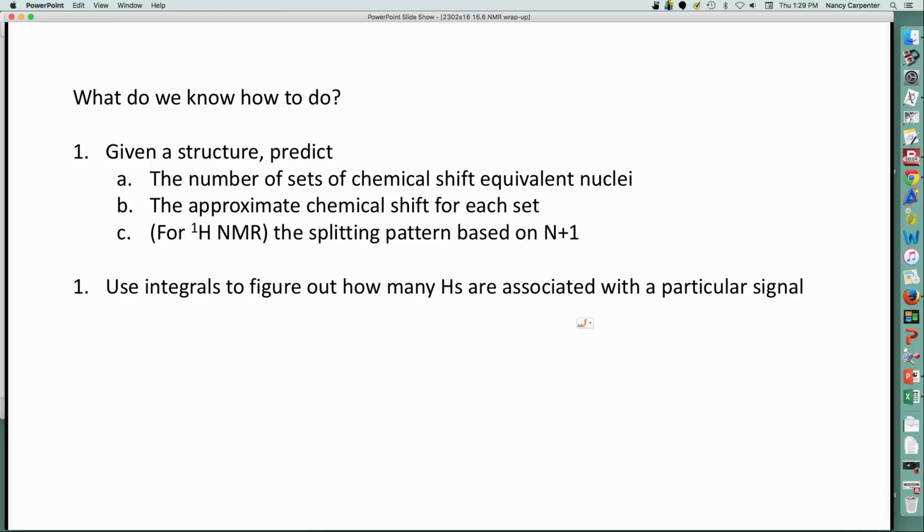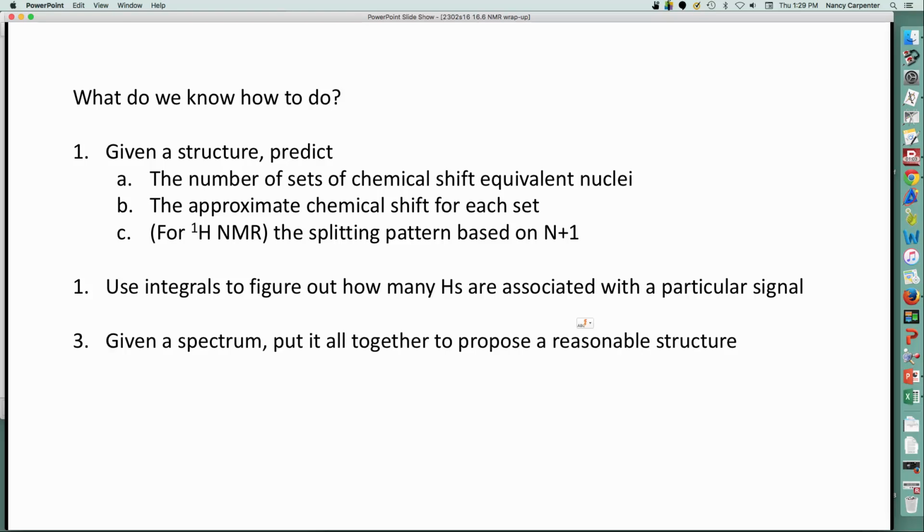Now, I also know how to use integrals to figure out how many hydrogens are associated with a particular signal in the proton NMR. And given a proton NMR spectrum, I should be able to analyze it and pull it all together to figure out what structure is actually giving me this particular spectrum. It's a lot. So why don't we just stop here?